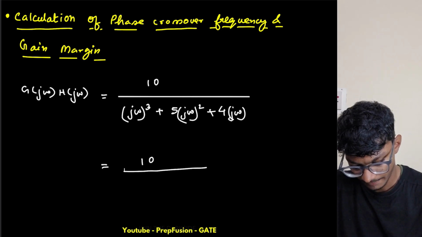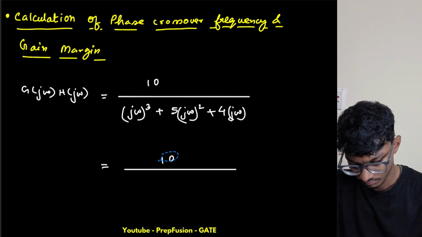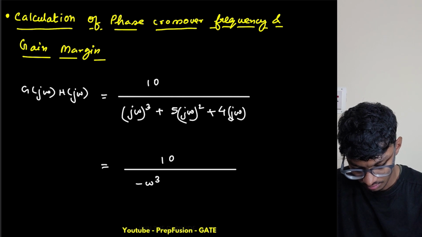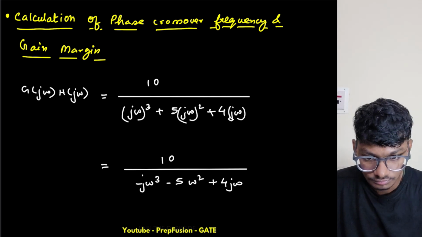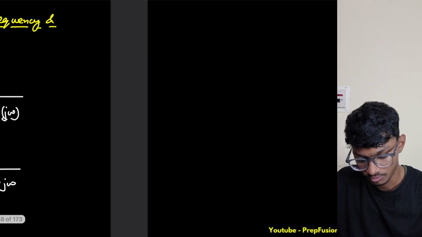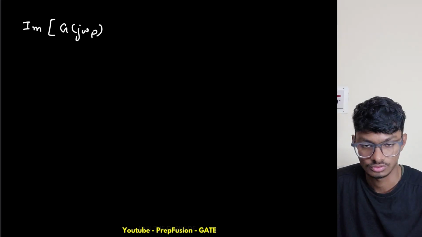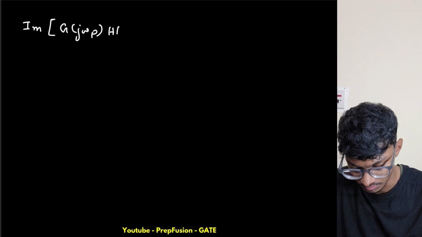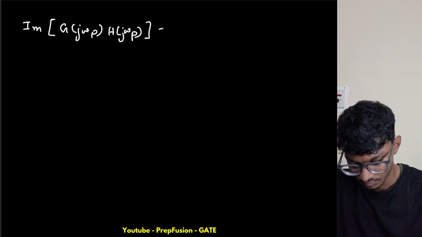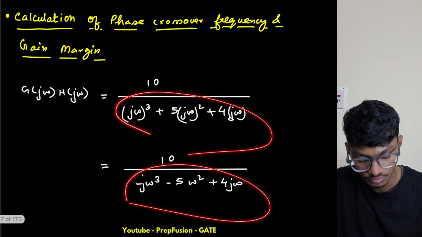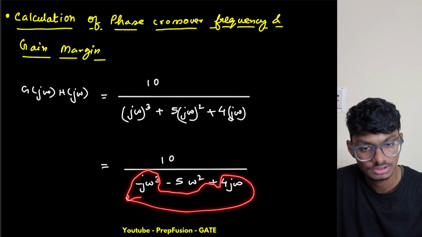So this becomes 10 by minus j omega cube minus 5 omega square plus 4j omega. So now simply the imaginary part of this one will be 0. The imaginary part of G of j omega p, because it is at the negative real axis, there will only be a real component, not any imaginary component. So the imaginary component of the denominator will also be 0. So only these are the imaginary components, hence these will be 0.